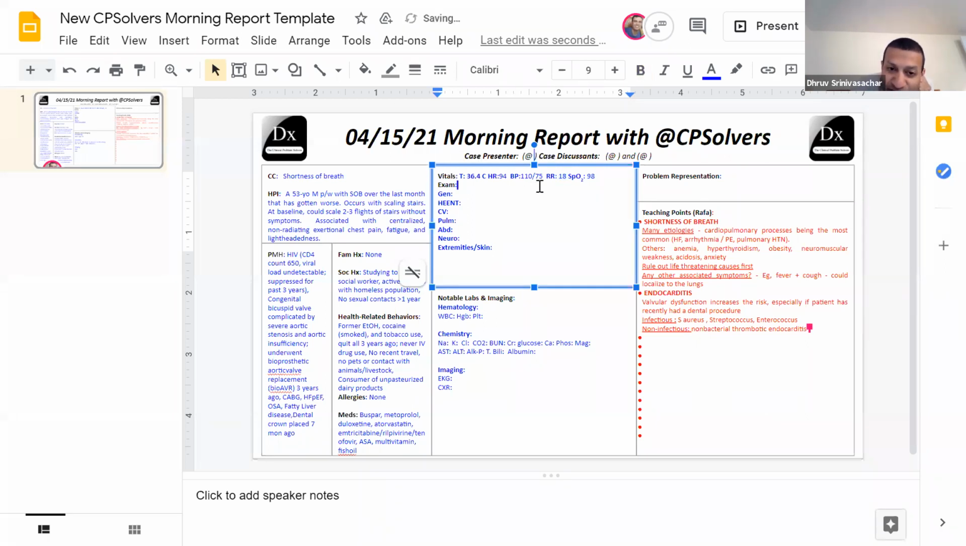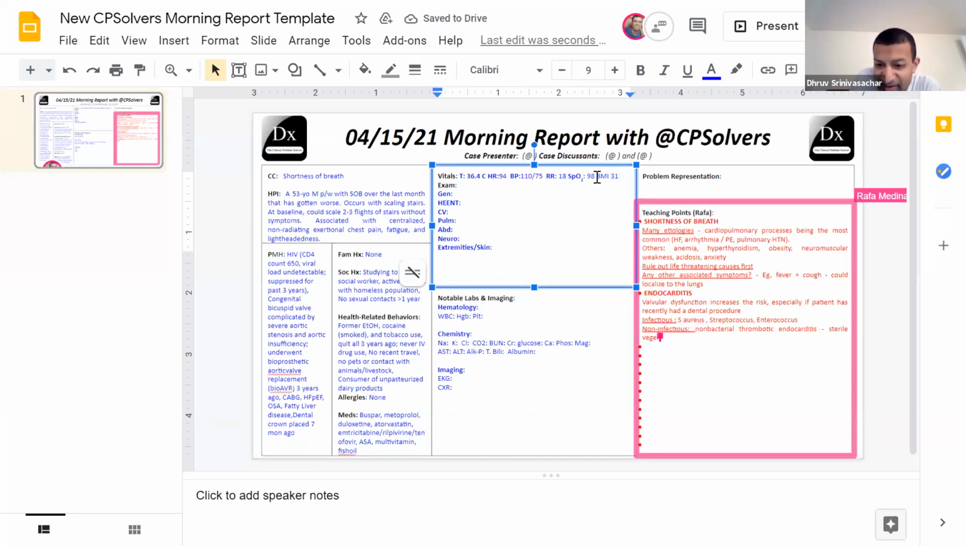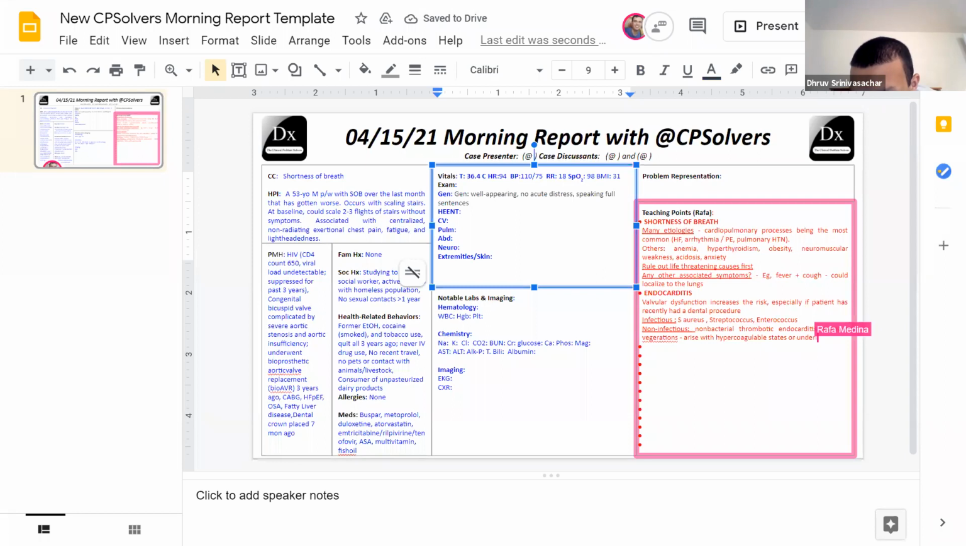And his BMI is 31. So when you come in and take a look at him, he is well-appearing, speaking in full sentences, not really in any acute distress. He has anicteric conjunctiva, clear tympanic membranes, and normal nares and oropharynx. Cardiovascularly, normal rate, regular rhythm. He doesn't have a clear S2, however.